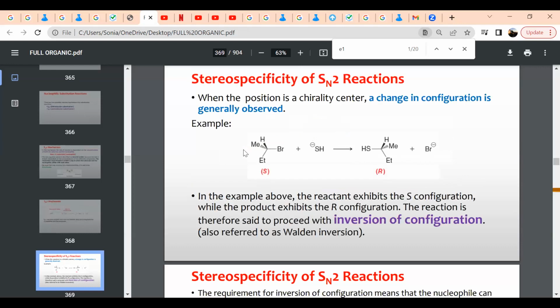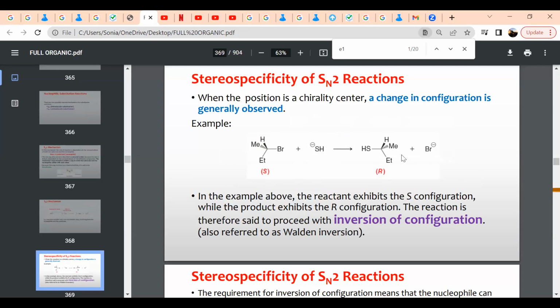Okay, so stereospecificity of SN2. What happens is when the position is a chirality center, I'm sure you remember that from the discussion that we had on Monday, a change in configuration is observed. So for example, we have this compound here, its configuration is S, and then we have this is the nucleophile.